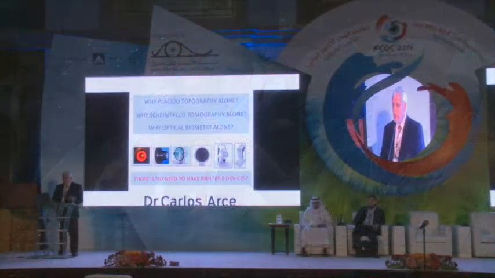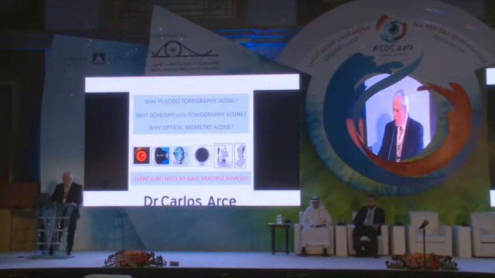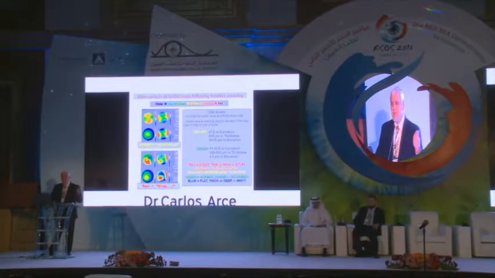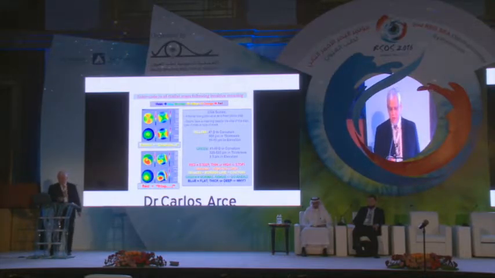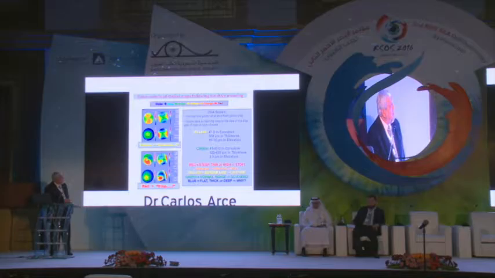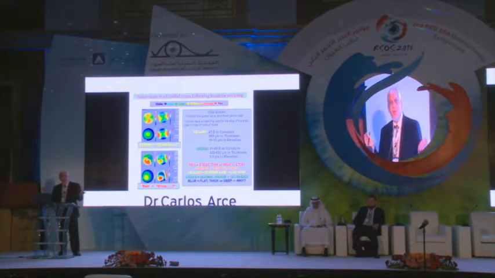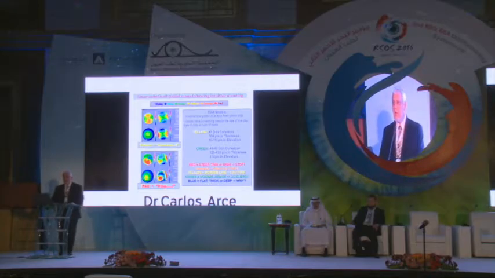So why have Placido topography alone, Scheimpflug alone or biometry alone if we have a system like the Galilei that has dual Placido topography? All the maps in the Galilei are color coded with the CGA scales. This is a simple strategy, putting the yellow at a fixed number like 47 diopters, 500 microns, or in elevation. So everything green will be the normal range, everything orange will be a risk factor, and everything red will be dangerous or abnormal.